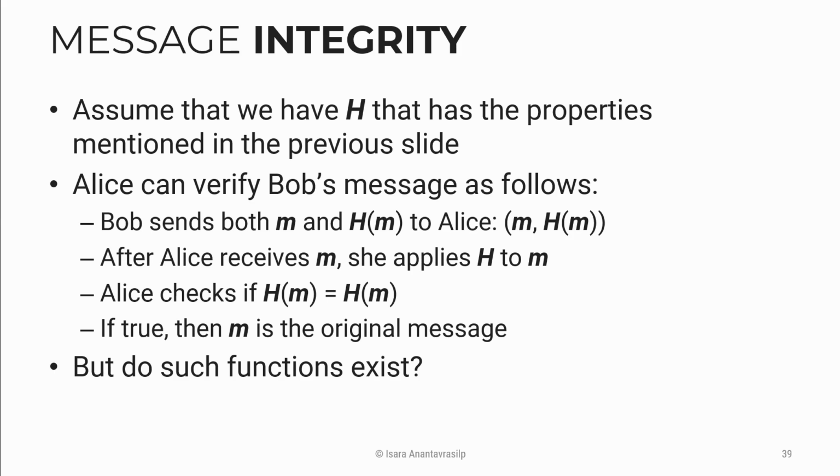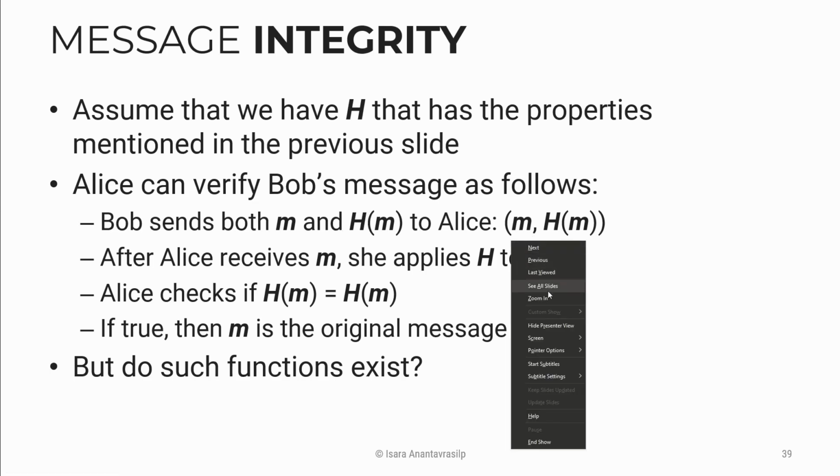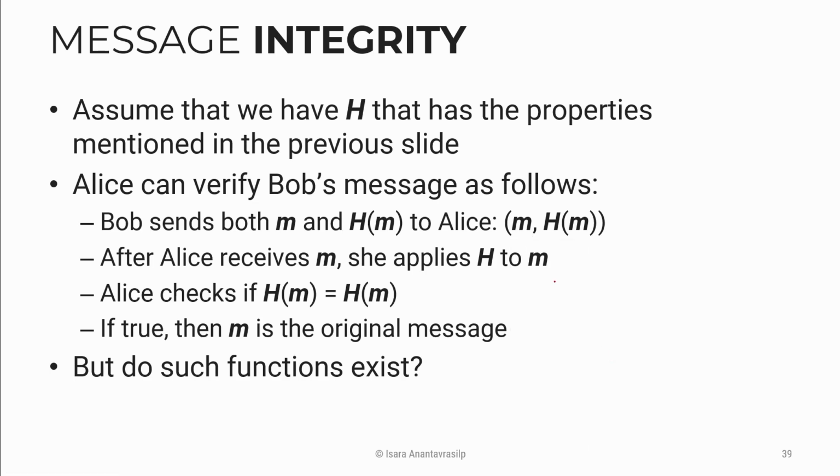Alice can verify Bob's messages as follows. Bob sends both m and h of m as a pair to Alice, like so. Let me put that on screen using a pen. In the pair, the original message m, and h of m right here. Then after Alice receives the pair, she is going to apply h to m and check whether h of m equals h of m.